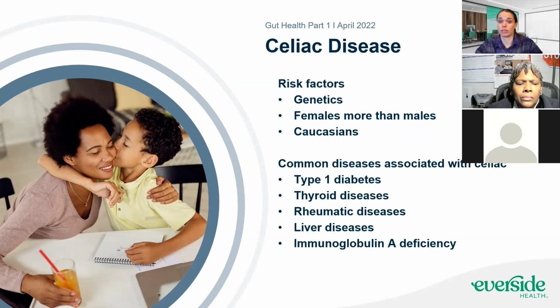So risk factors: genetics, females more than males, Caucasians. Commonly associated diseases include other autoimmune conditions, type 1 diabetes, thyroid diseases, rheumatic diseases, liver diseases, and immunoglobulin A deficiency. Immunoglobulin A is an antibody that helps fight infections. So with immunodeficiency, or any autoimmune deficiency condition, typically you're more prone to get infections.